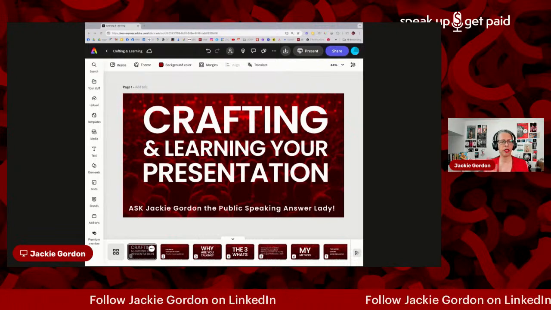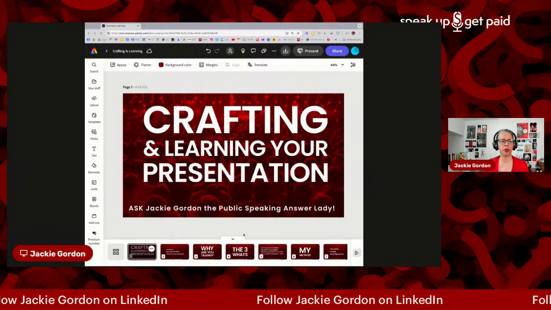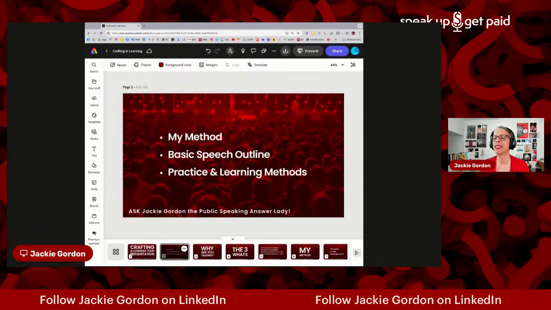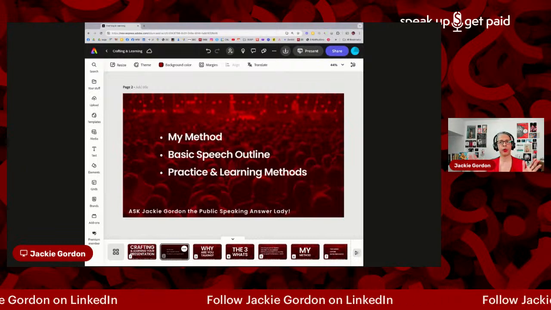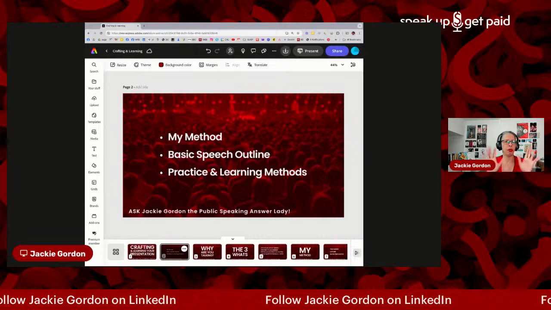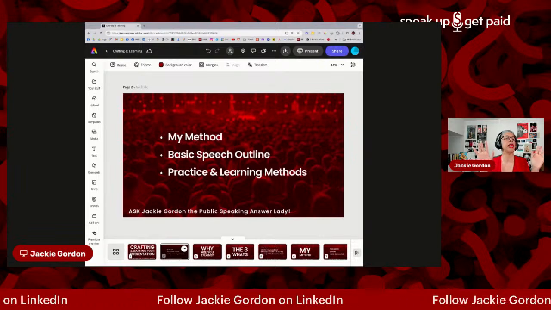So crafting and learning your presentation. So what we're going to talk about in this presentation is, I'm going to see if I can move these things. Can you see the slides? I think you can, even though it looks really weird. And you can see what the next slide is, but pretend you can't because we're doing a little make-believe here.